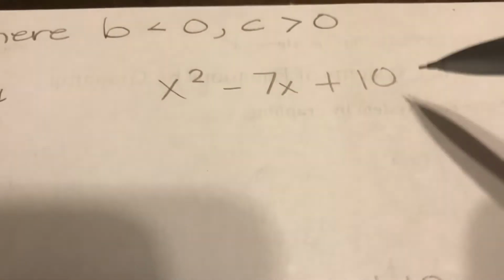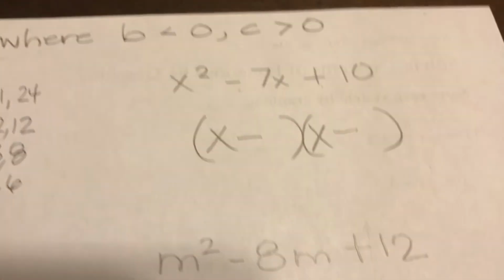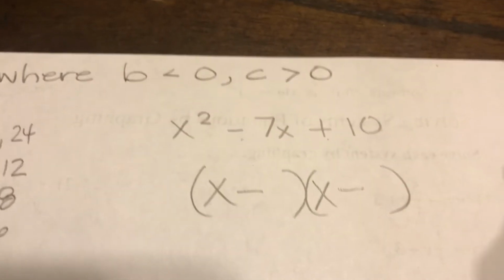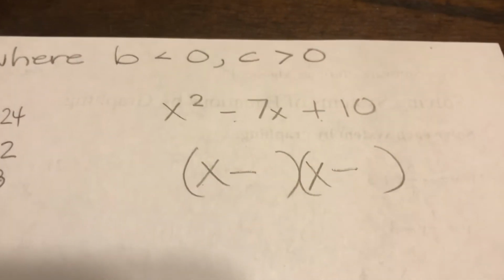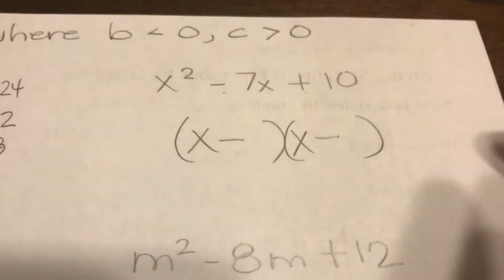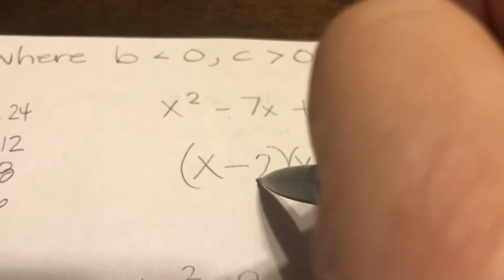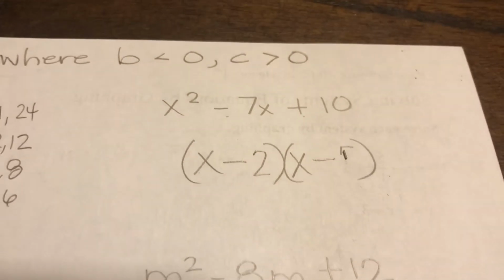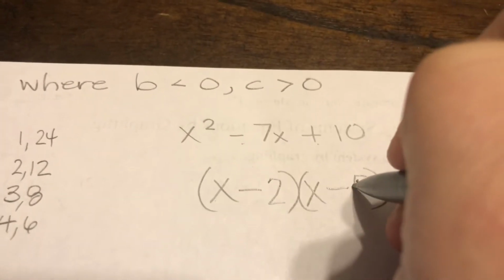So come over here to this one. I have x squared minus 7x plus 10. When I see that negative, positive, I know that it's going to be a minus, minus. That x is going to split. And then the only factors of 10 are 1 and 10, which wouldn't work, and 2 and 5. And 2 plus 5 gives us 7. So that would be my two terms right there, would be 2 and 5.